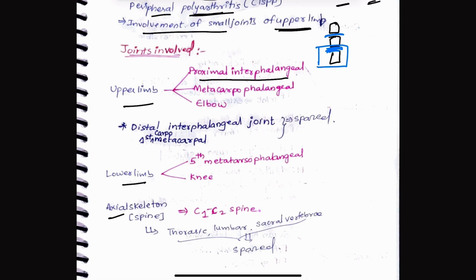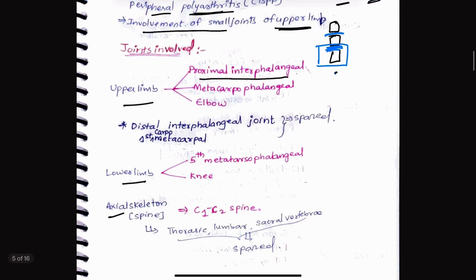There are metacarpals over here which join the proximal phalanx, and the joint here is the metacarpophalangeal joint. The next joint involved is the metacarpophalangeal joint, and the other is the elbow joint. So there are three common joints: the proximal interphalangeal joint, the metacarpophalangeal joint, and the elbow joint.